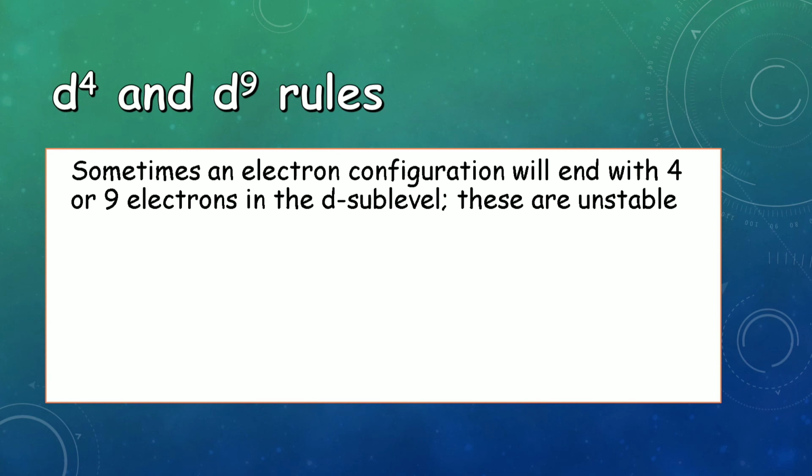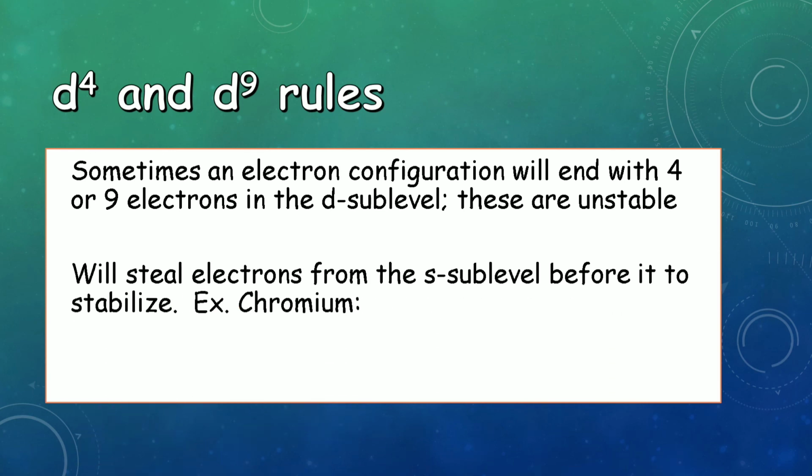Same with the 9 electrons. Kung meron kang 5 orbitals at meron kang 9 electrons. Siyempre, yung 4 na orbital may kapares. Pero yung nag-iisang orbital, walang kapares. Isang electron lang na andun. So, hindi siya magiging stable. Anong gagawin natin doon? We're going to steal 1 electron from the S sublevel before it to stabilize.